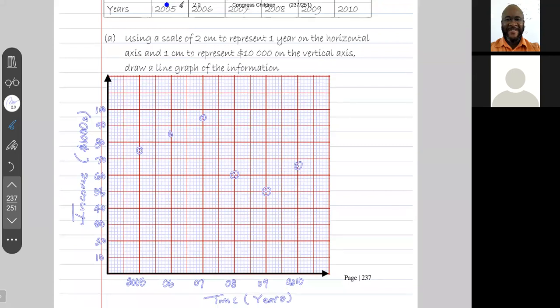Once you have all the points together, you use a ruler to connect them. And once you finish with that, what you have is your line graph. So next, we're going to use the line graph to answer some questions.